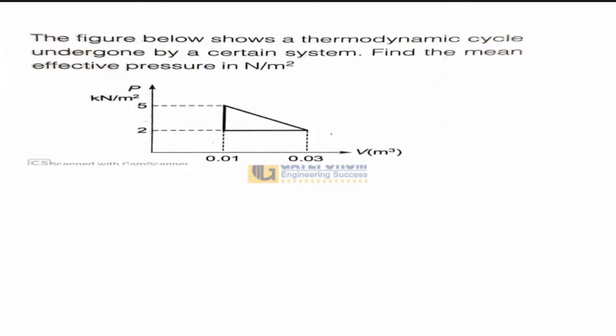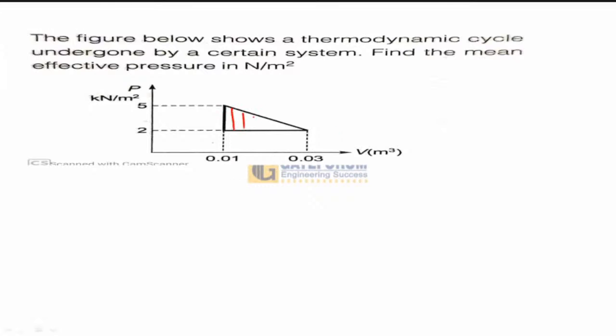The question is that the figure below shows a thermodynamic cycle undergone by a certain system. Find the mean effective pressure in Newton per meter square. This figure is given in this question. So how can we solve this question? First, you have to calculate the area, my dear friends. Can you calculate the area? Once you calculate the area, things will be easier.